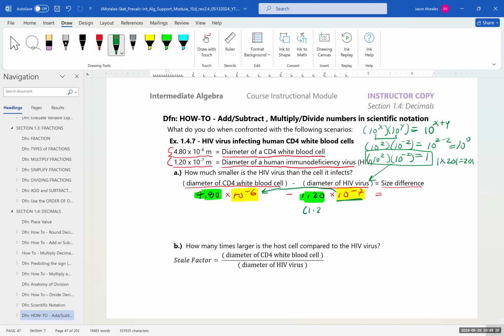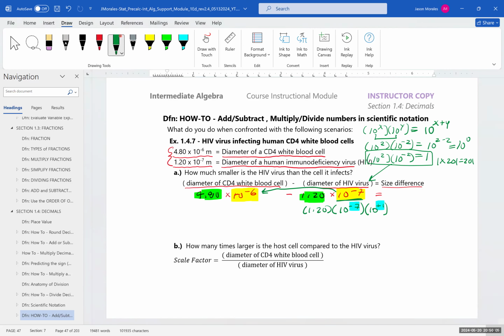So we've got 1.20 times 10 to the minus 7. So if we could multiply this 10 to the minus 7 by 10 to the positive 1, okay, negative 7 plus 1 is negative 6. Okay, so this will give us 10 to the power negative 6, so that we can now subtract this diameter of the HIV virus from the diameter of the white blood cell. I'm sorry.